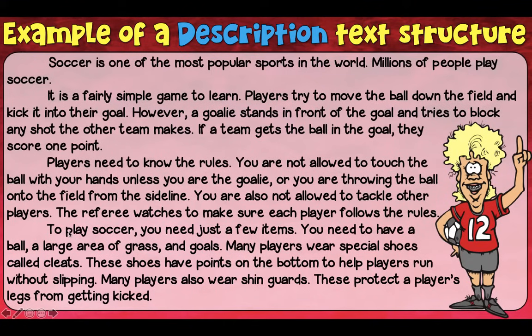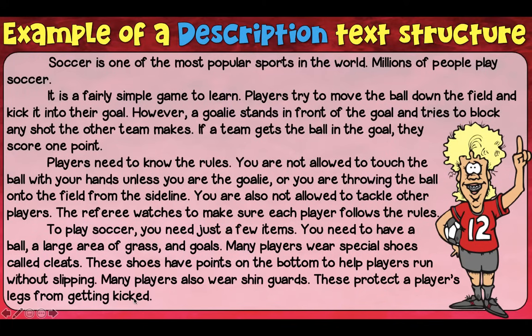And the third paragraph says to play soccer, you need just a few items. You need to have a ball, a large area of grass, and goals. Many players wear special shoes called cleats. These shoes have points on the bottom to help players run without slipping. Many players also wear shin guards. These protect the player's legs from getting kicked. So basically what soccer is, the rules of the game, and what do you need to play the game.